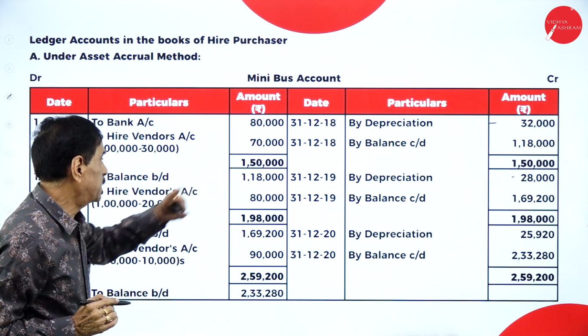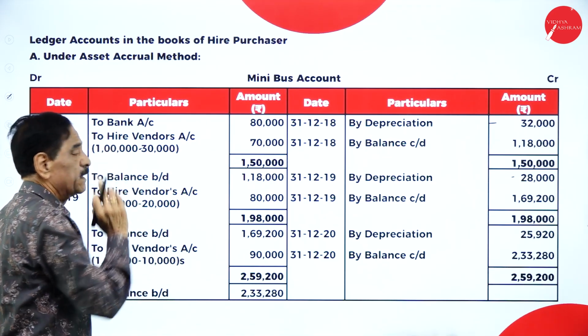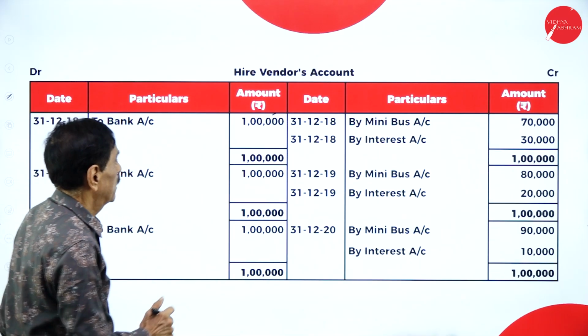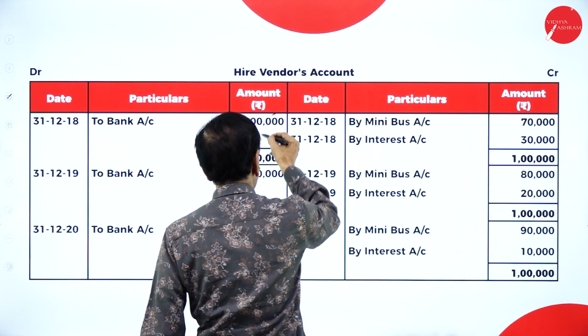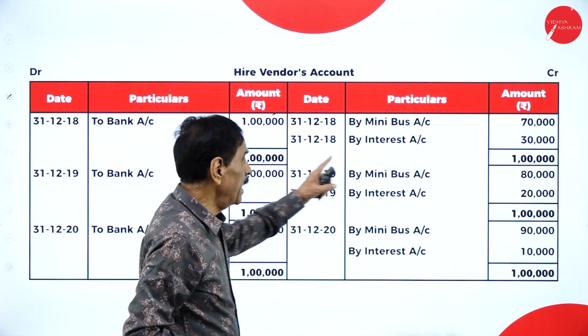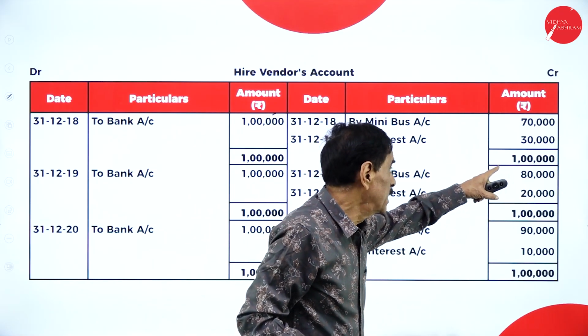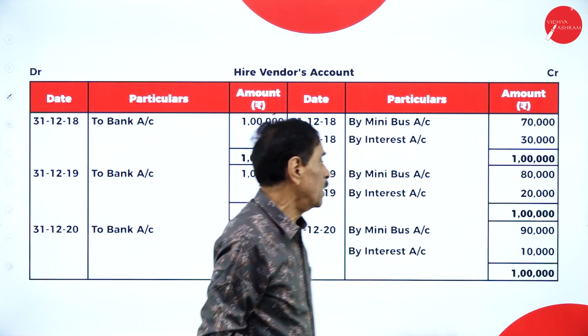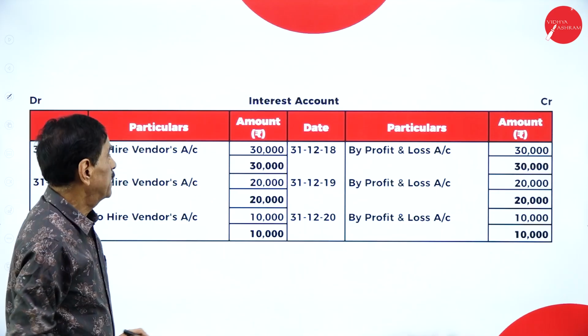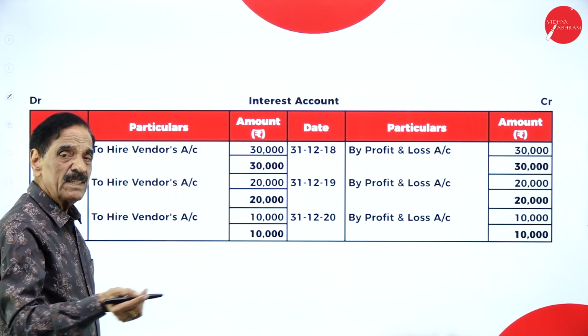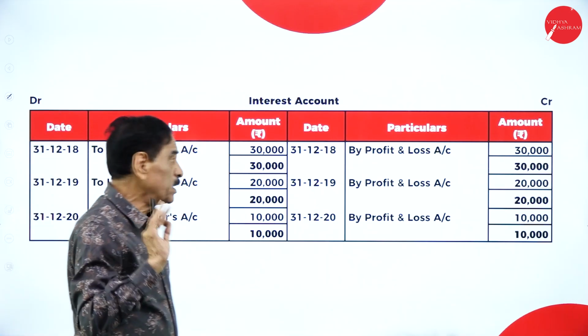1 lakh minus 30 is 70,000. Balance you have to show. Here, same. Minibus account, interest account debit to hire vendor. We'll pay how much money? 1 lakh. Cost price is 70,000, interest 30,000. Cost is 80,000, interest 20,000. Cost is 90,000, interest 10,000. This interest and depreciation remain constant in both the methods.